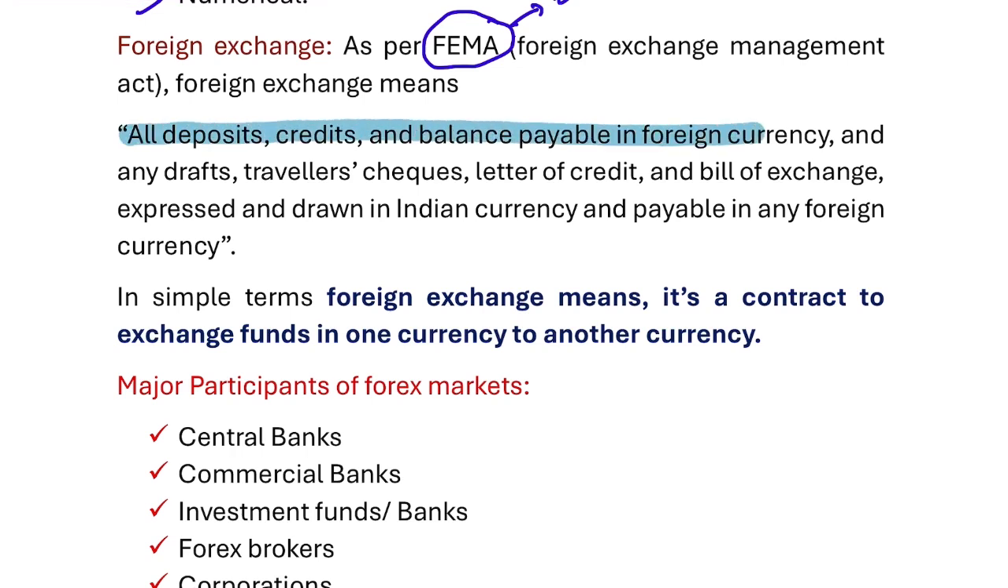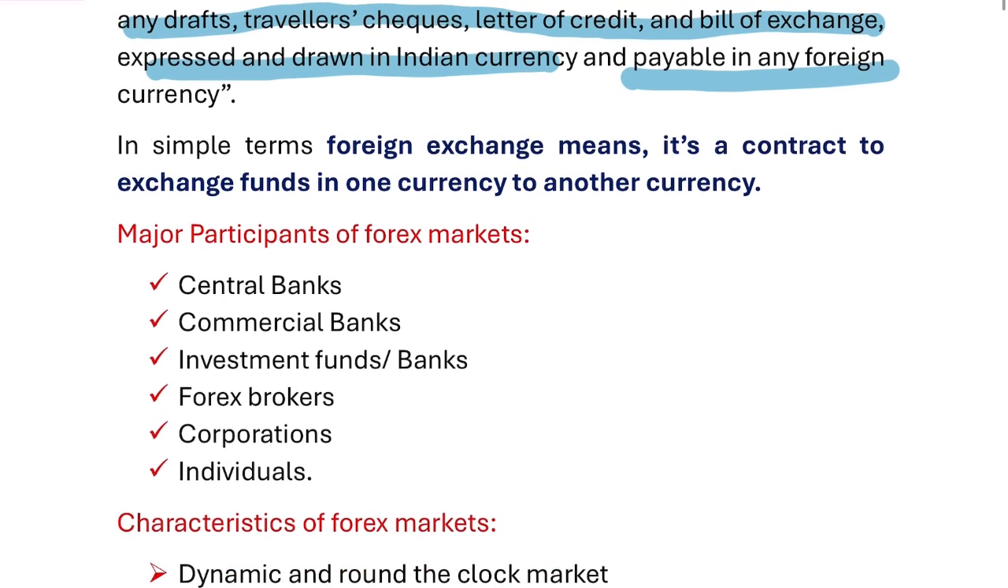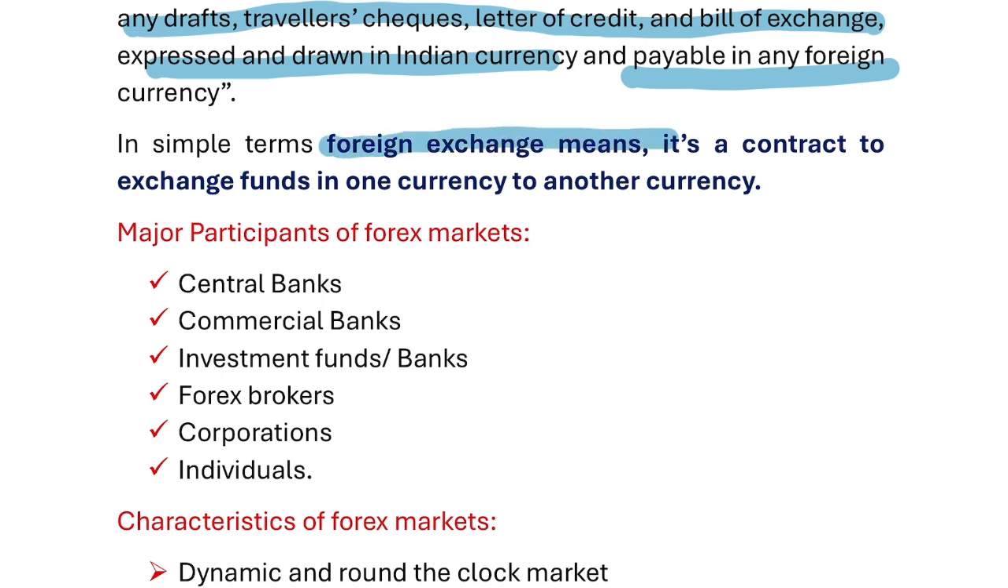All deposits, credits and balances payable in foreign currency. Any drafts, traveler's checks, letter of credit, bill of exchange expressed in Indian currency and payable in foreign currency. This is the definition as per FEMA. But in simple terms, no need to remember this definition. Nobody will ask the definition. But in simple terms, what is foreign exchange? Foreign exchange means a contract. It is a contract to exchange funds in one currency for another currency. Got it? That is foreign exchange, right?